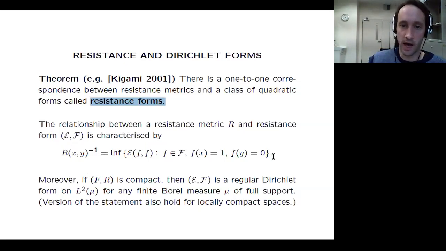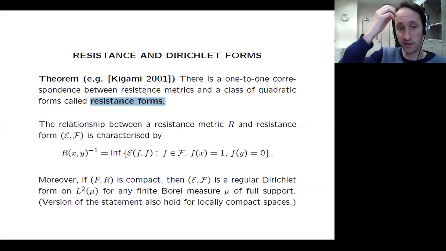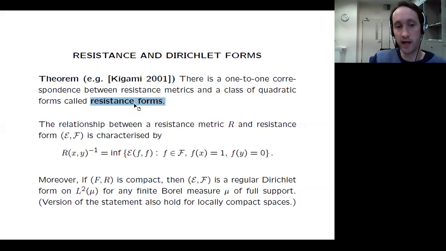I'm not going to write down the definition of this because I don't think it's very helpful, in a short time, to see the list of properties you need to be a resistance form. But from the point of view of stochastic processes, the key point is that these are nice. Let's just look at the compact case for a second. It turns out that these resistance forms are basically Dirichlet forms. In particular, if we have a Borel measure of full support, then it turns out that these resistance forms are exactly Dirichlet forms on the relevant L2 space.